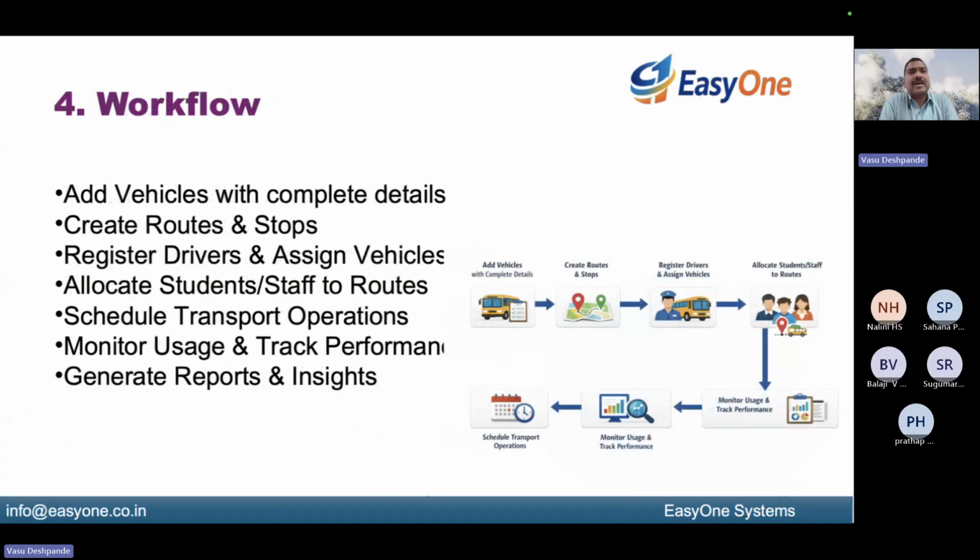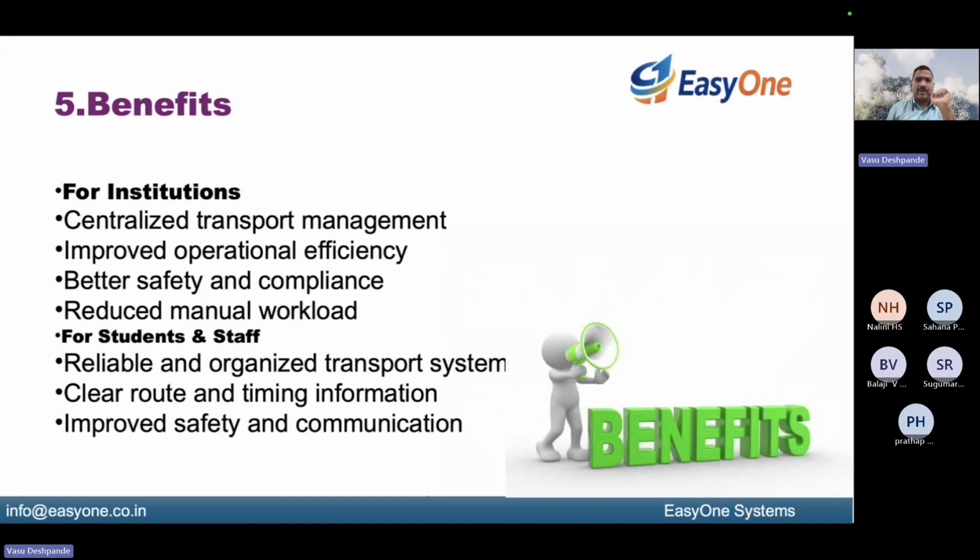Okay. Then the next is the complete workflow. How does the workflow define? First, you have the vehicles with their details. That's the first step. Then you create routes and stops, what routes and what stops. Then you maintain the data of the drivers, allocate the drivers to the buses, and then allocate the staff and students to the particular route. Then you monitor the operations and generate the reports. So in total, about 7 steps is what we have got over here.